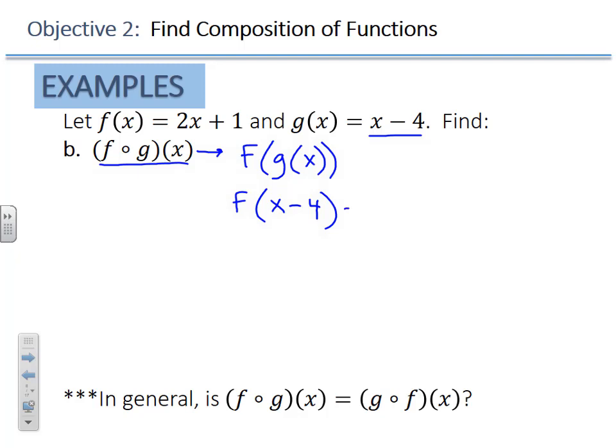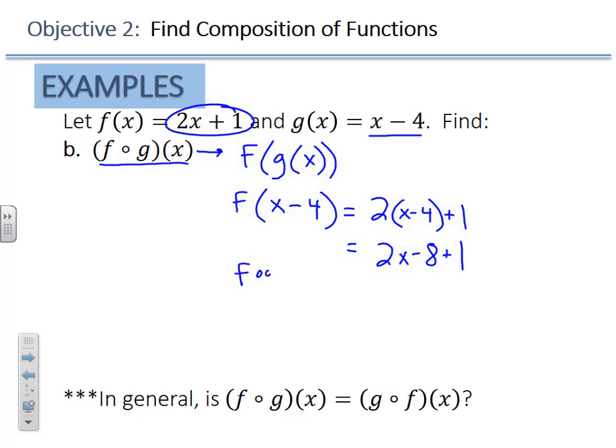F of x minus 4 is equal to 2 times our input. Here our input is x minus 4, plus 1, which is 2x minus 8 plus 1. And we can conclude then that f of g of x, g plugged into the f function, is 2x minus 7.